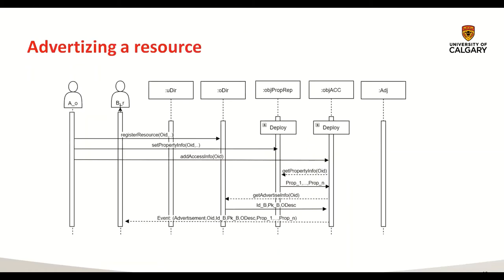I will quickly go through the steps to wrap up what I've said. To advertise a resource, the resource owner should register the information of the resource in the object directory contract and deploy two contracts, the object property repository and object access control contracts. When this is done, the information of the object is sent to everyone in the system.